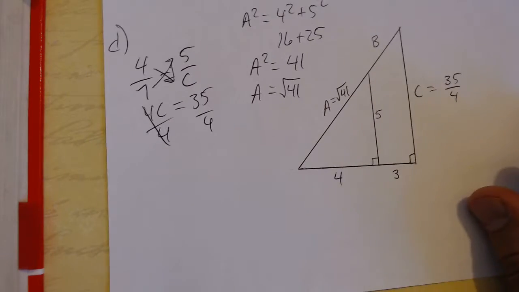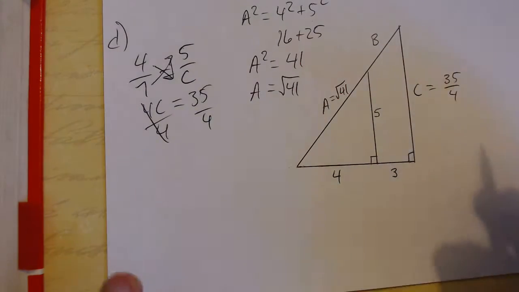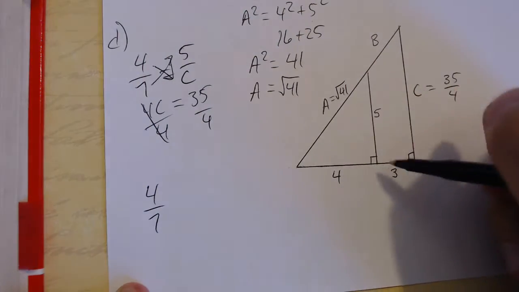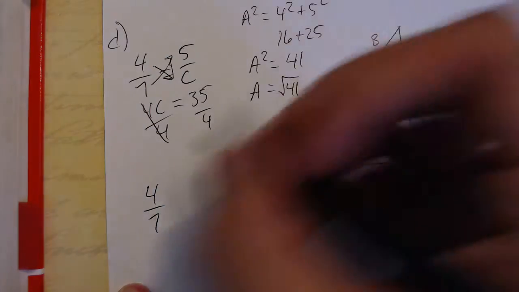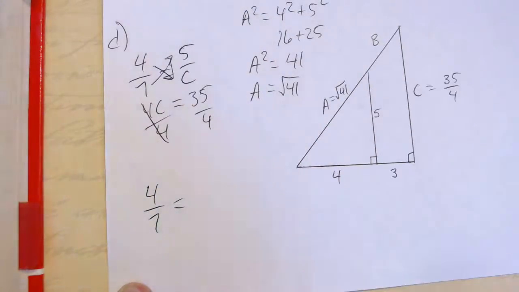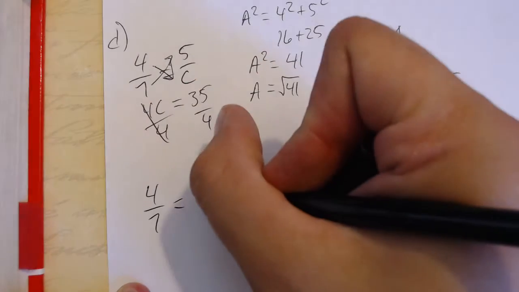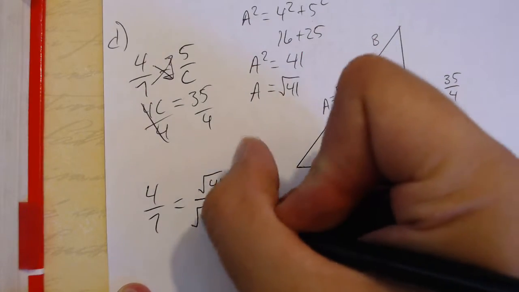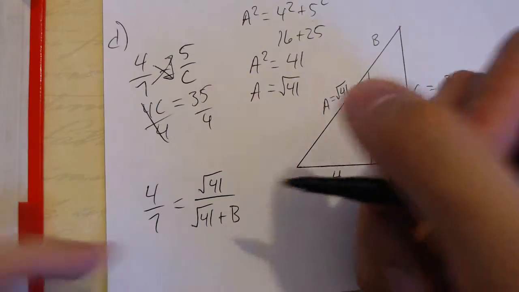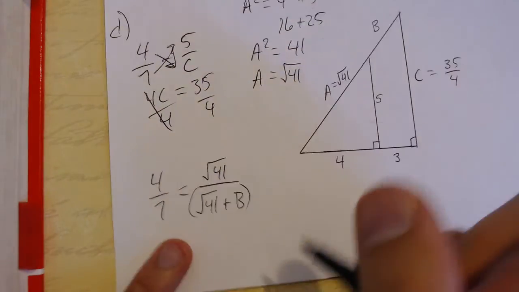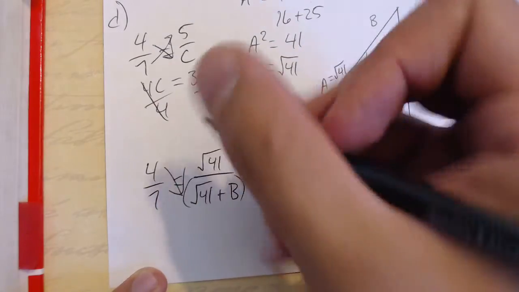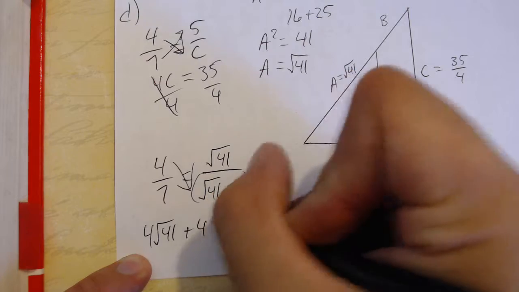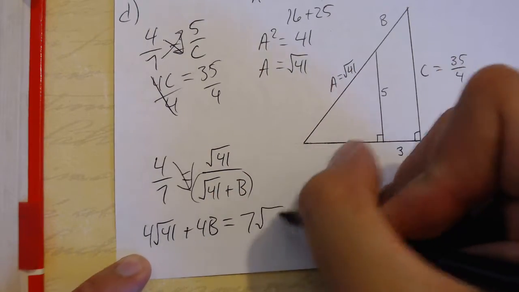Now this proportion is going to get a little wonky, so make sure you pay attention. So we're going to use this original ratio, 4 to 7. That's the small to the big. The small is going to be square root of 41. That's going to be equal to a plus b. So square root of 41 to the overall side of square root of 41 plus b. So remember, this denominator becomes a polynomial, so when we cross multiply we have to distribute, so we get 4 times the square root of 41 plus 4b equals 7 times the square root of 41.